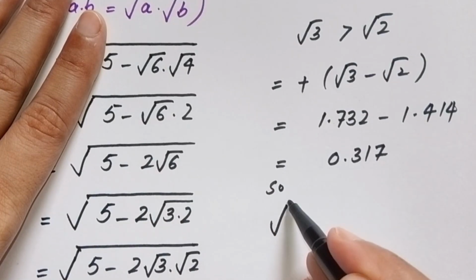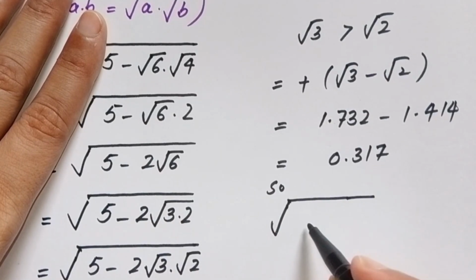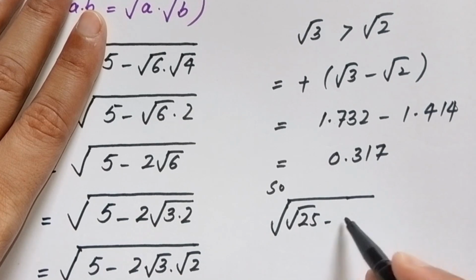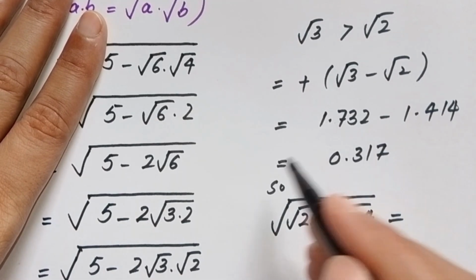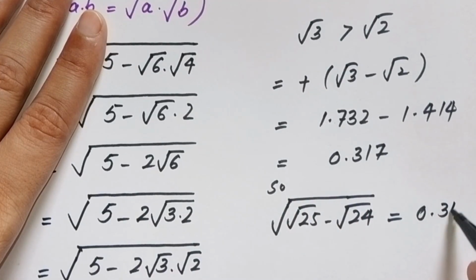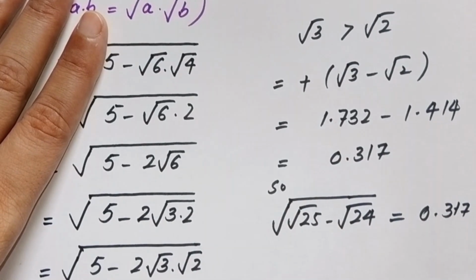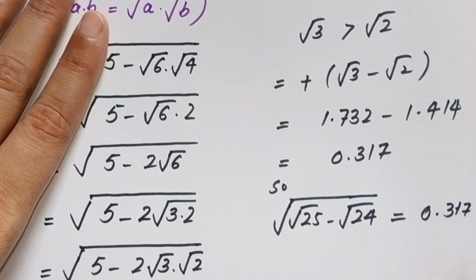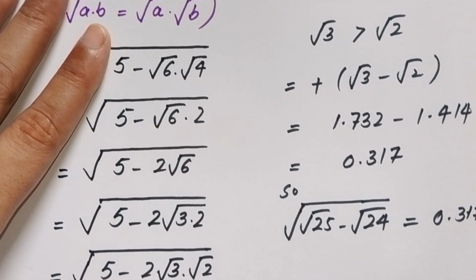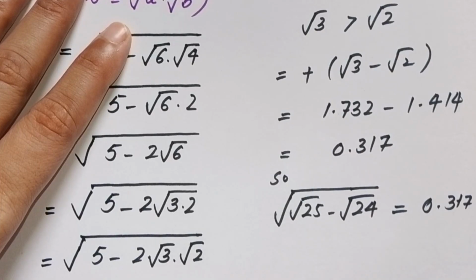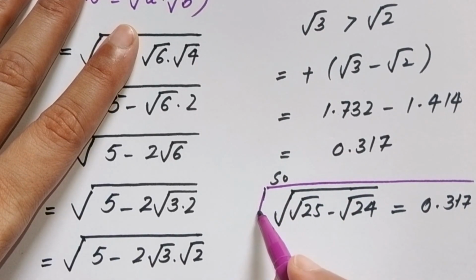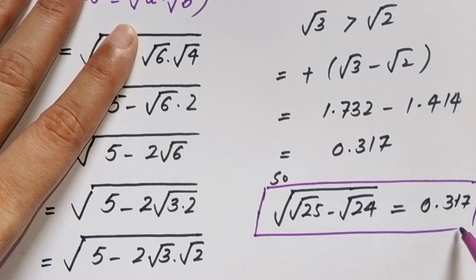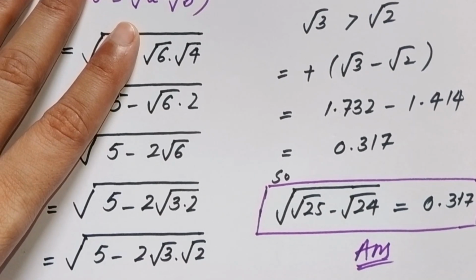So our given expression, the square root of 25 minus the square root of 24, whole square root, is equal to 0.317. It is the final value of the given expression, and it is the answer. So that's all about this question.